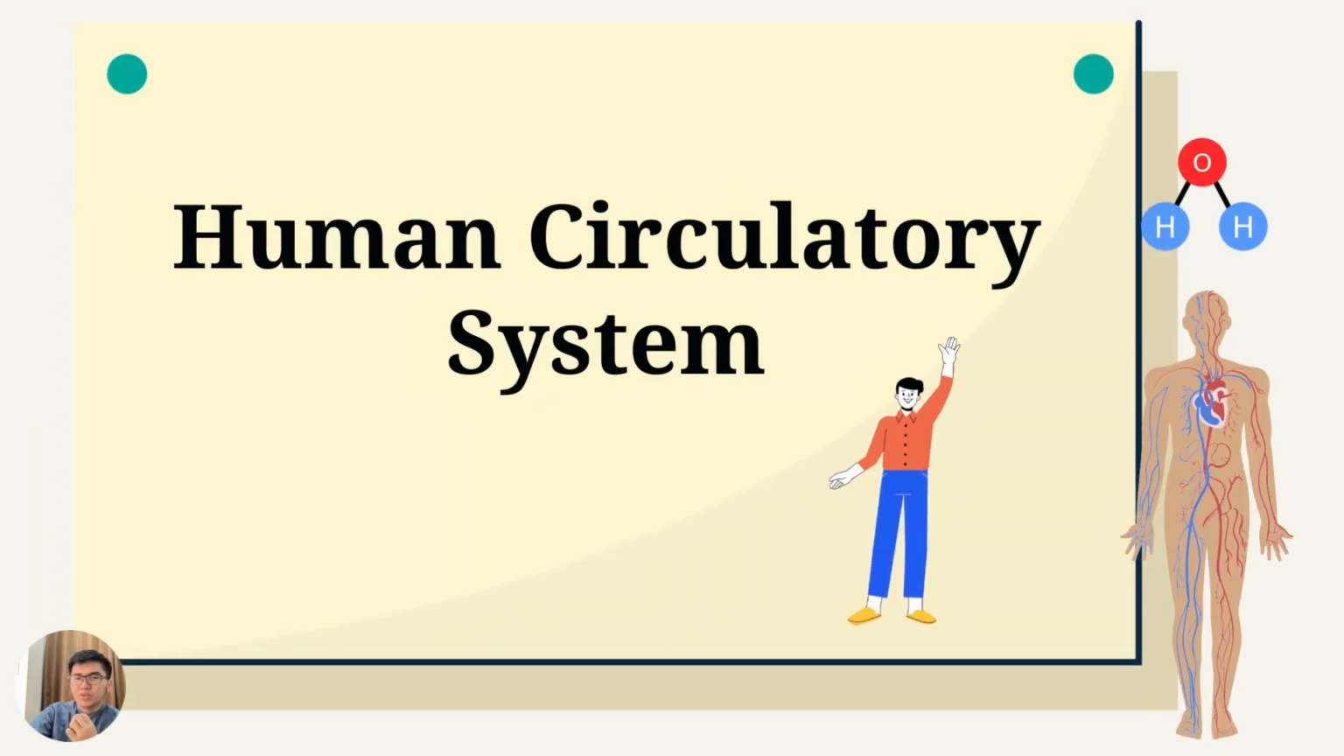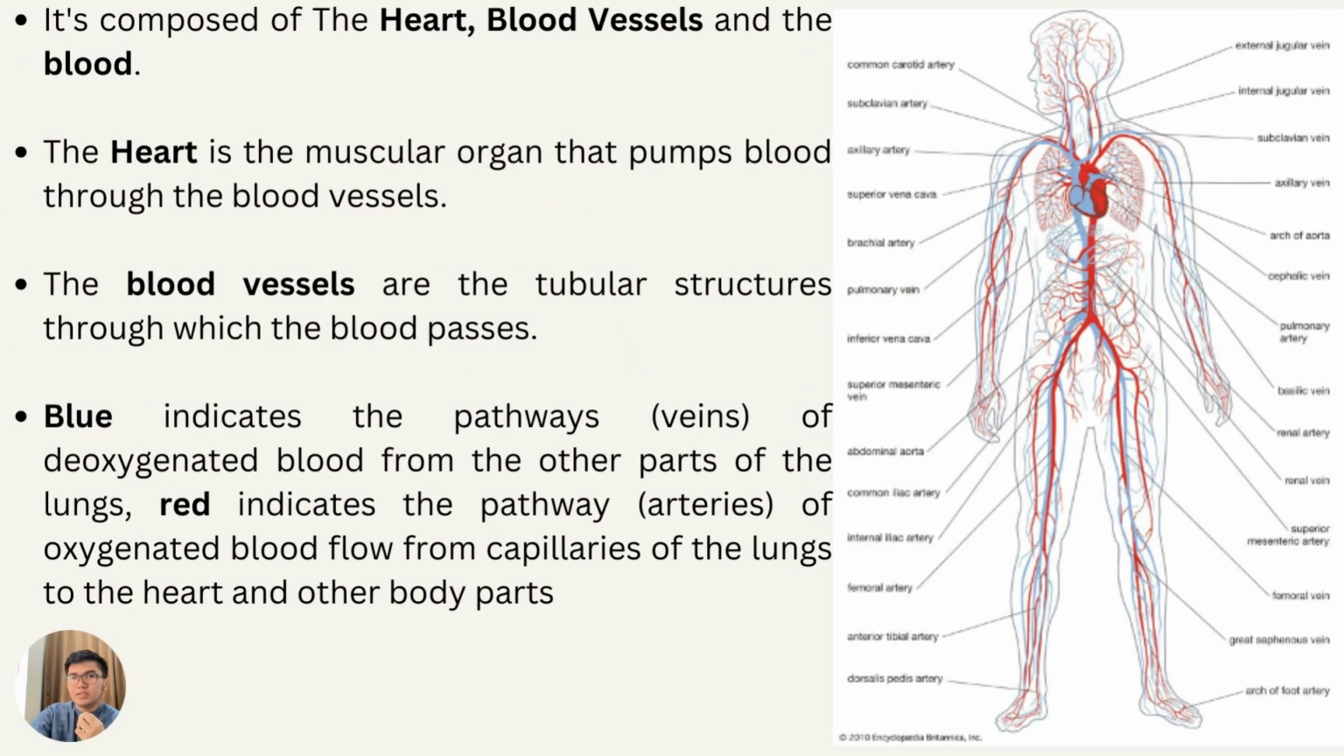Next, we're going to talk about the human circulatory system. The human circulatory system is composed of the heart, blood vessels, and the blood. The heart is the muscular organ that pumps blood through the blood vessels, while the blood vessels are the tubular structures through which the blood passes. As you can see in the photo, we have the blue and red colored veins or parts of the heart.